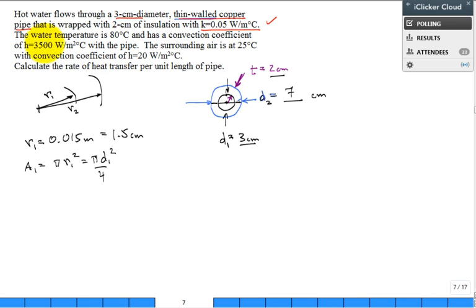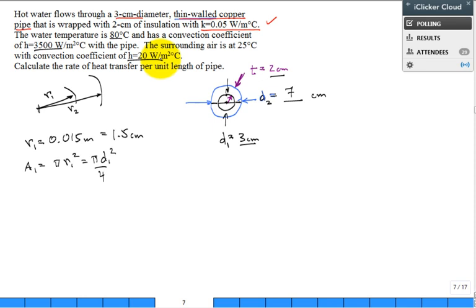Let's continue to read. The water that flows inside is at 80 degrees C with a convection coefficient of 3,500 watts per meter squared degrees C within the pipe. The surrounding air is at 25 C with a convection coefficient of 20 watts per meter squared degrees C.